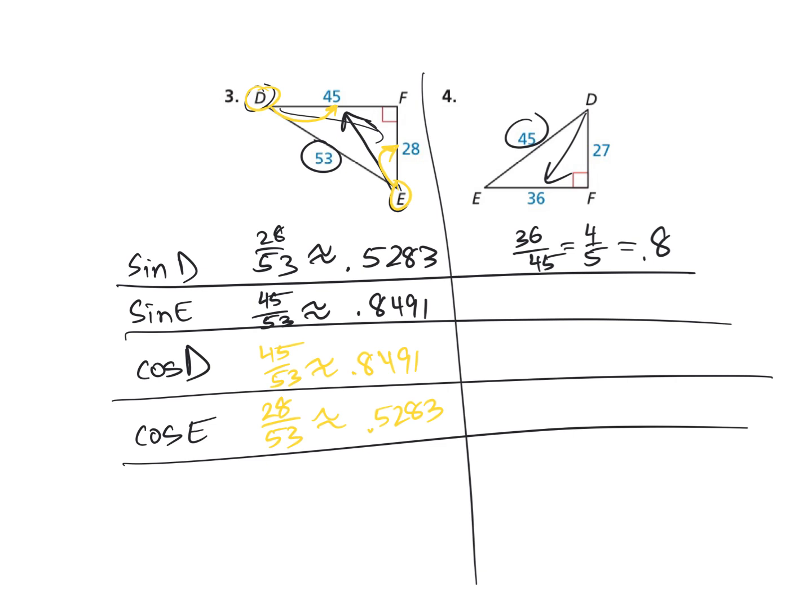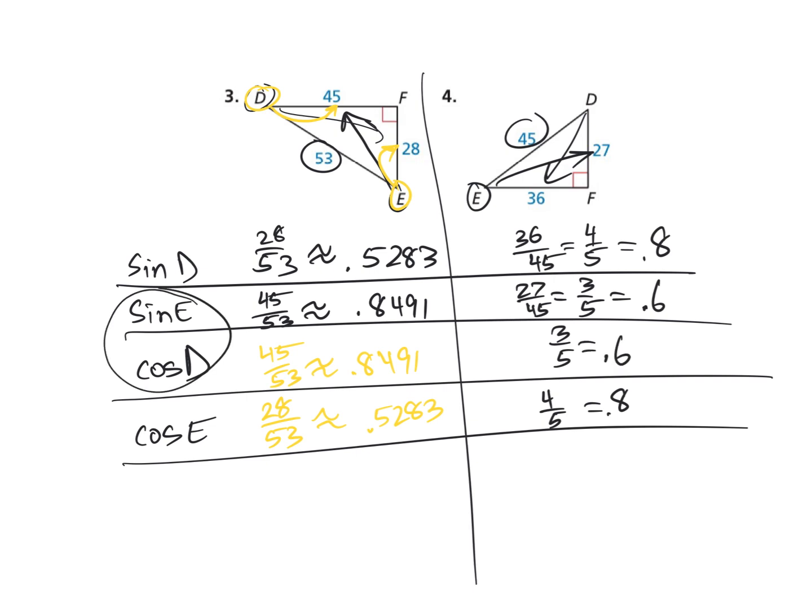And the cofunction of that is going to be cosine of E. Those go back to back. And then the sine of E is the opposite leg, 27 over 45. Again, those are divisible by 9. You get 3/5, which is 0.6, which is going to be the cosine of D. So these are cofunctions, and these are cofunctions. Cofunctions mean they give you the exact same answer.